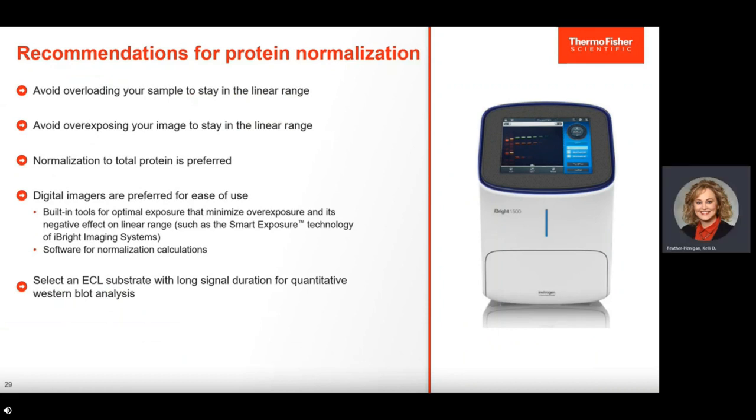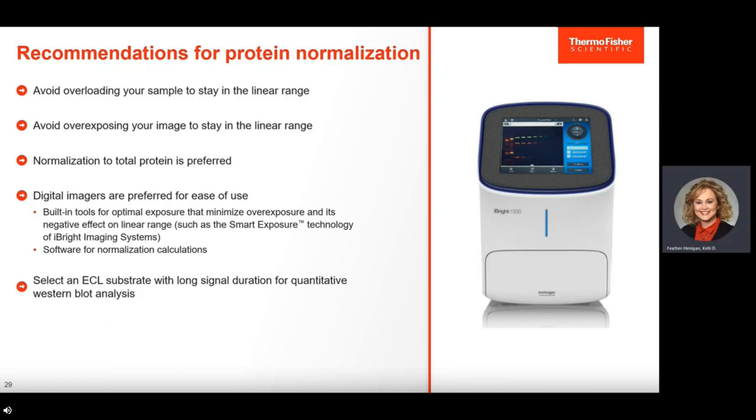To achieve the most quantitative Western blotting results possible, avoid overloading your sample and avoid overexposing your images to stay in the linear range of your protein target. Protein normalization is typically more quantitative than housekeeping proteins and is the preferred normalization method.